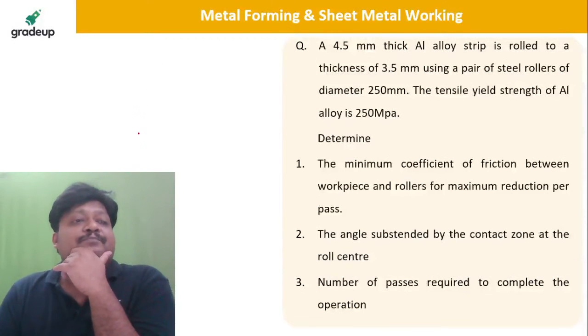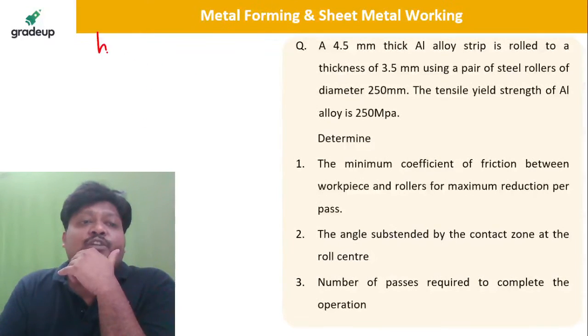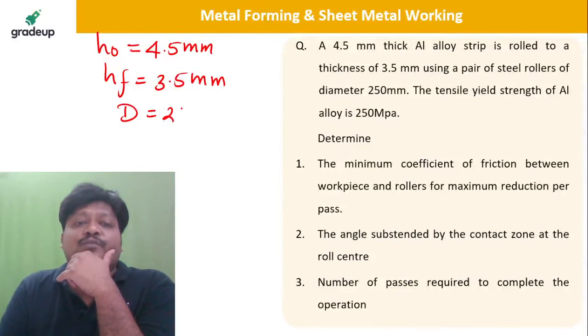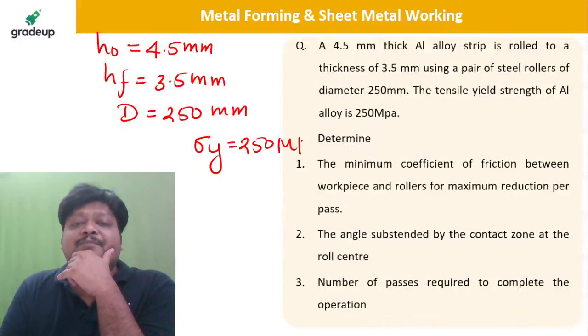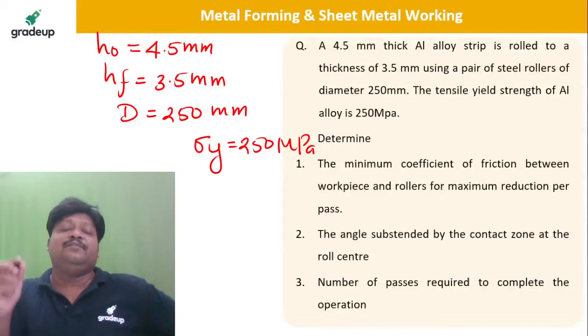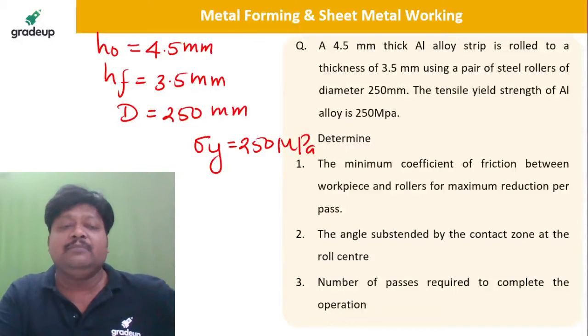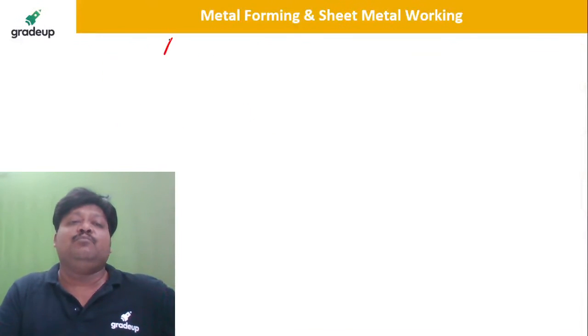So tell me, what is H original given here? 4.5 mm is the sheet you have. You have reduced this sheet to an H final of 3.5 mm by using a roller of radius 125 mm, that is, the diameter of the roller is 250 mm. Sigma y, the yield strength of that material, is 250 megapascal. So what are they asking to calculate first? The minimum coefficient of friction when we take into account the maximum possible reduction.